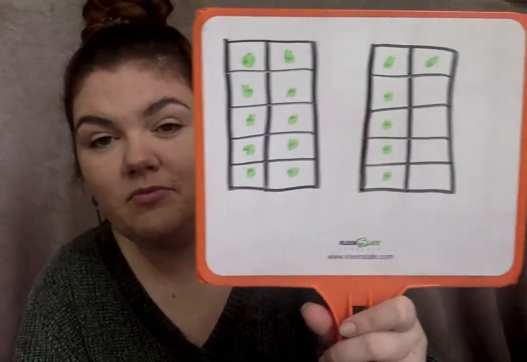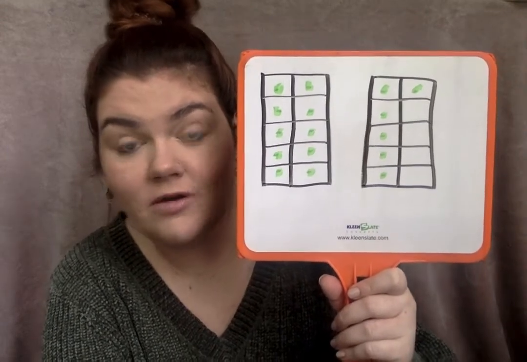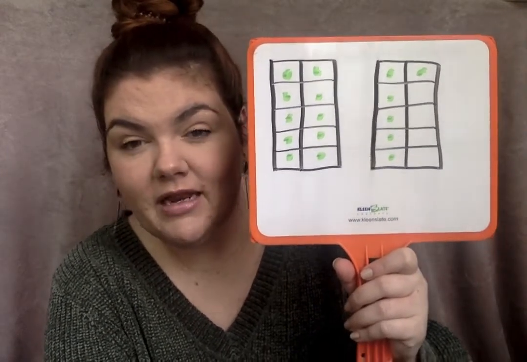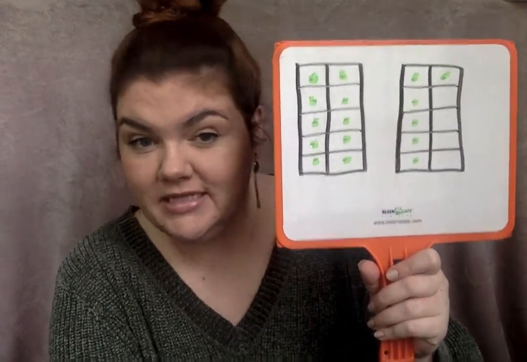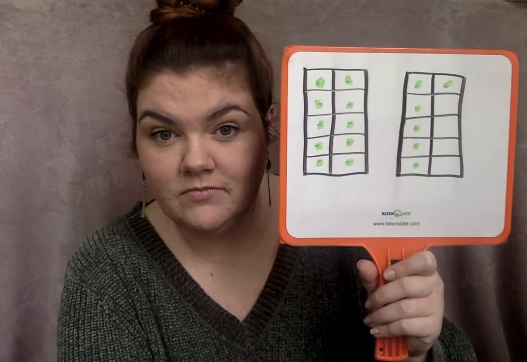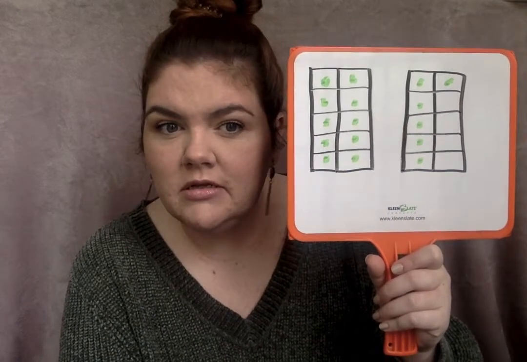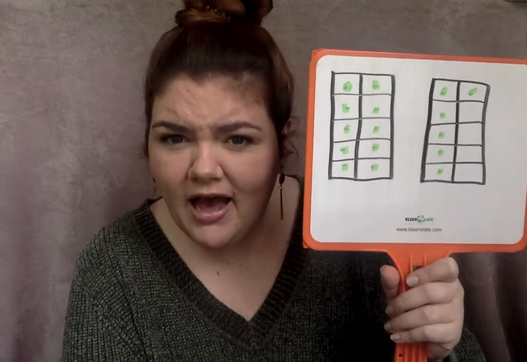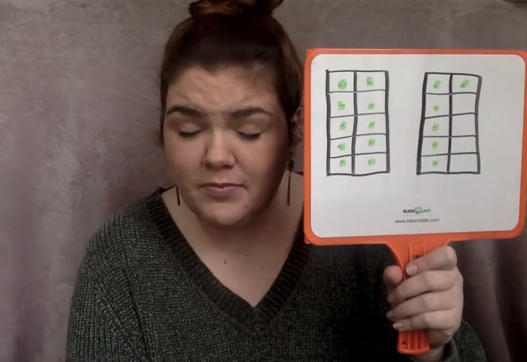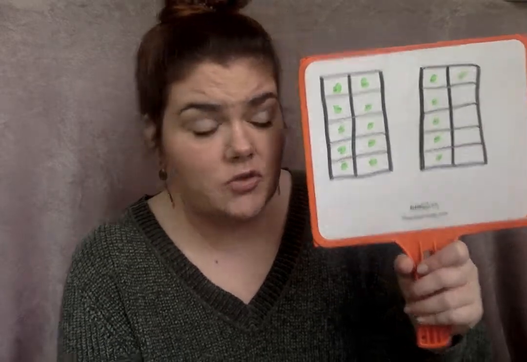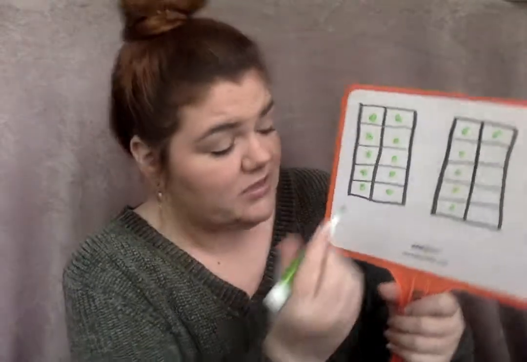So I want you to look at what I filled in for my 2 10 frames. I want you to tell me what you see. What do you see in these 10 frames? Is one of them already totally filled out? Yeah, one 10 frame already has all of the 10 spaces filled out. So we can say below that it has all 10 filled out.